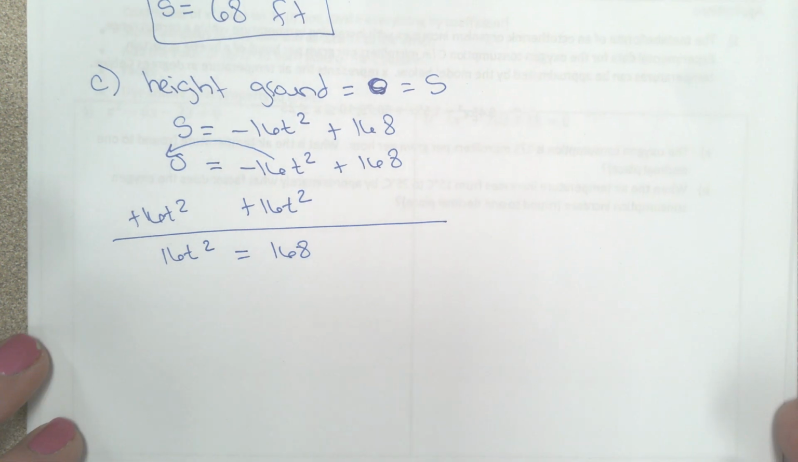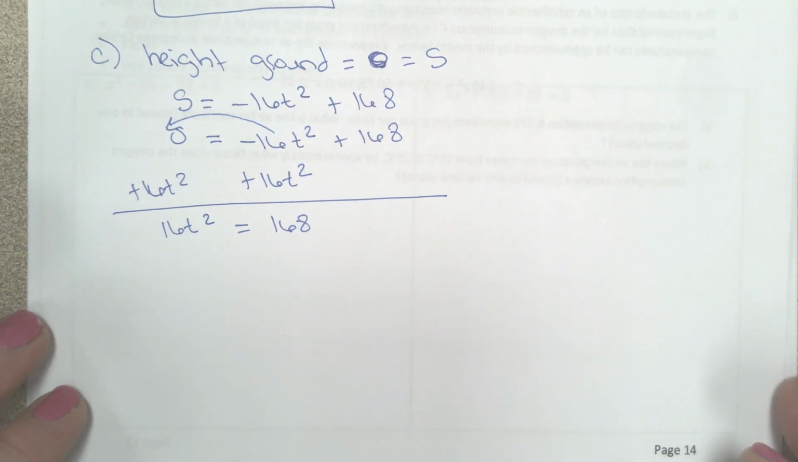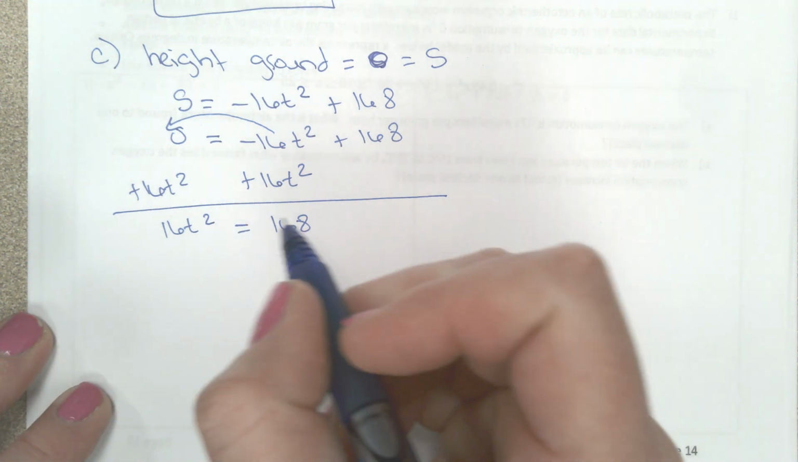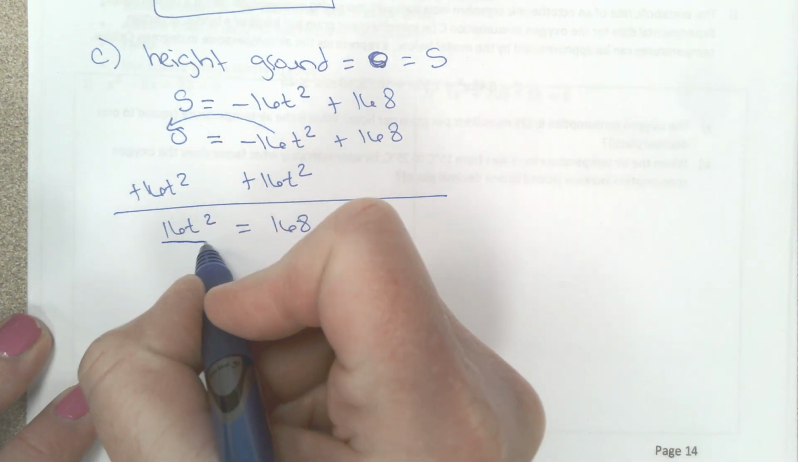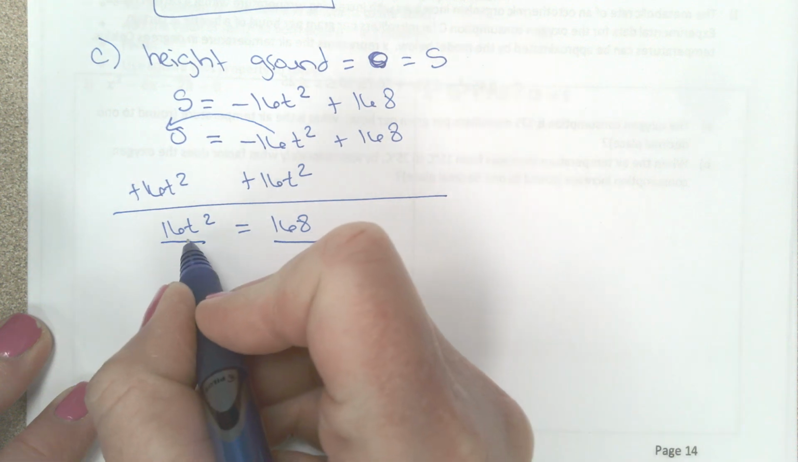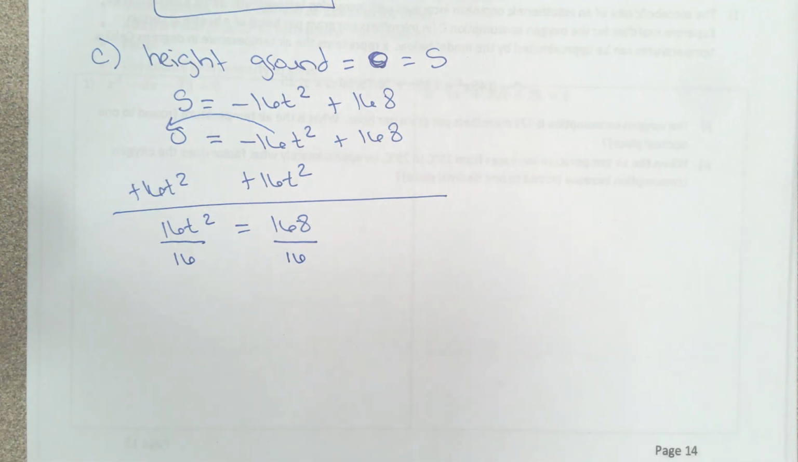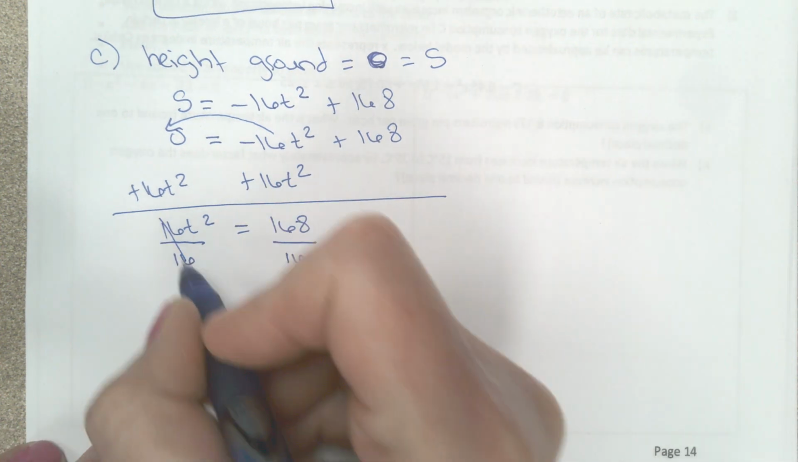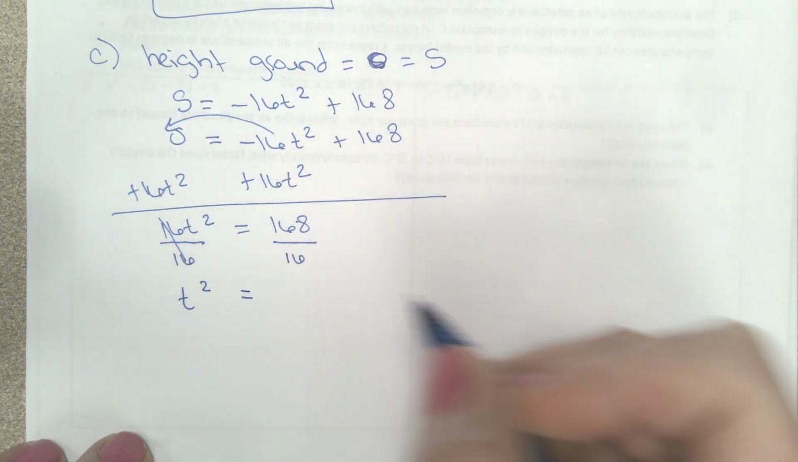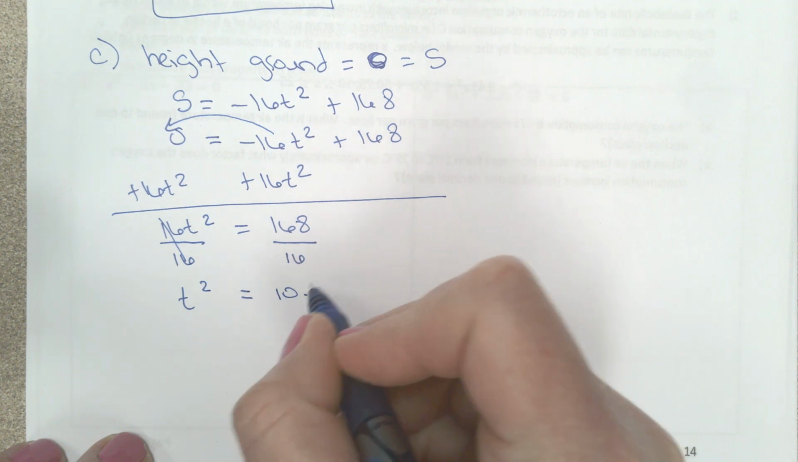My plan here is that I'm going to eventually solve by square root. If you would like to take the square root, you have to get your variable by itself. So your next move is to divide both sides by 16. I have t squared equals 10.5.